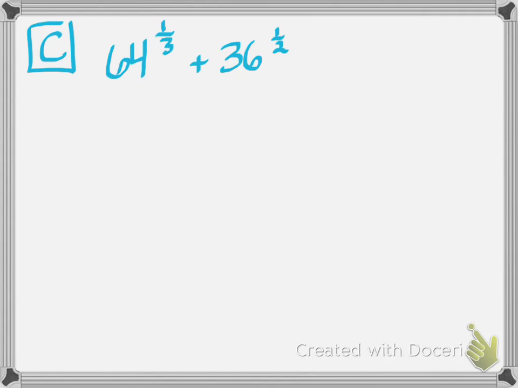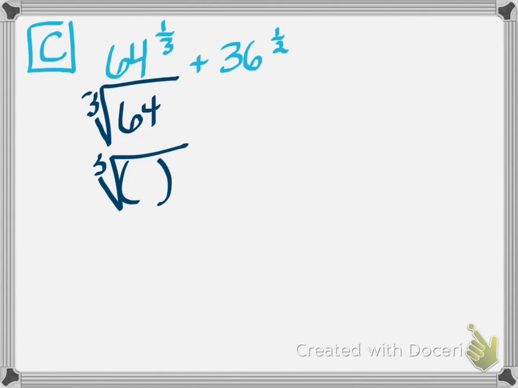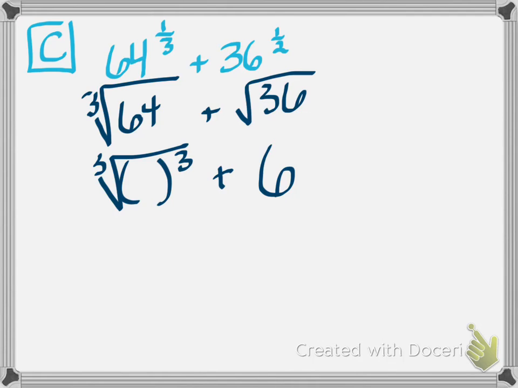Let's try another one, 64 to the 1/3. So what number multiplied by itself 3 times makes 64? And then the square root of 36. And I know the square root of 36 is 6. So what number multiplied by itself 3 times makes 64?